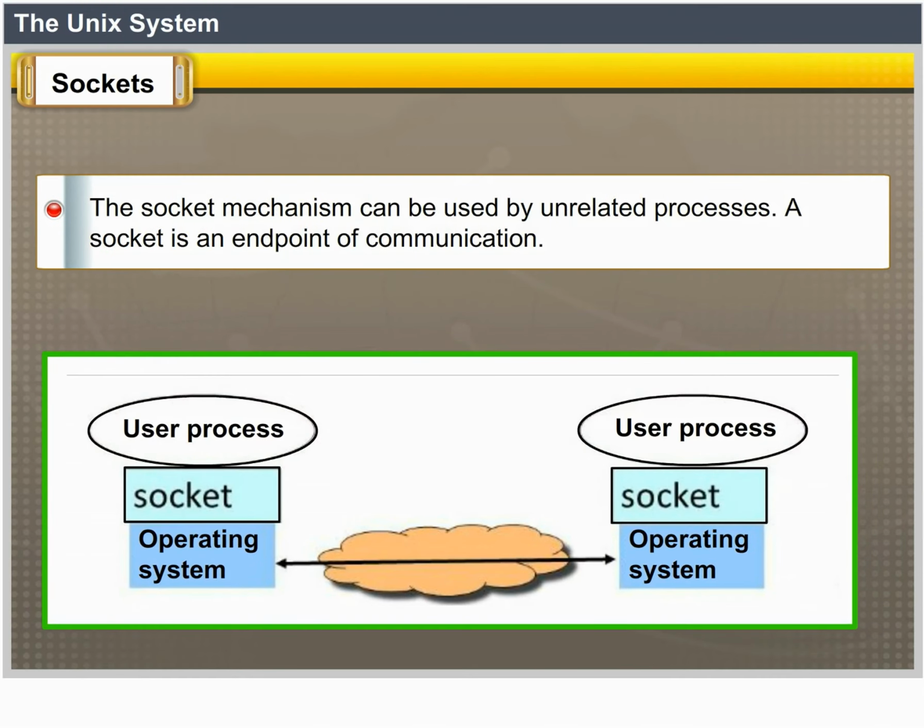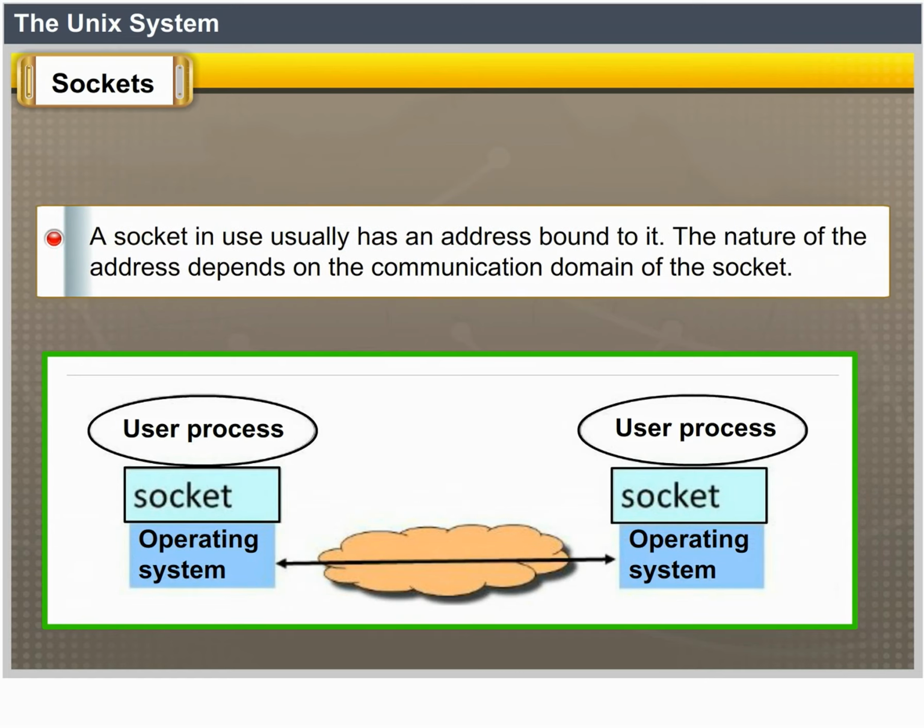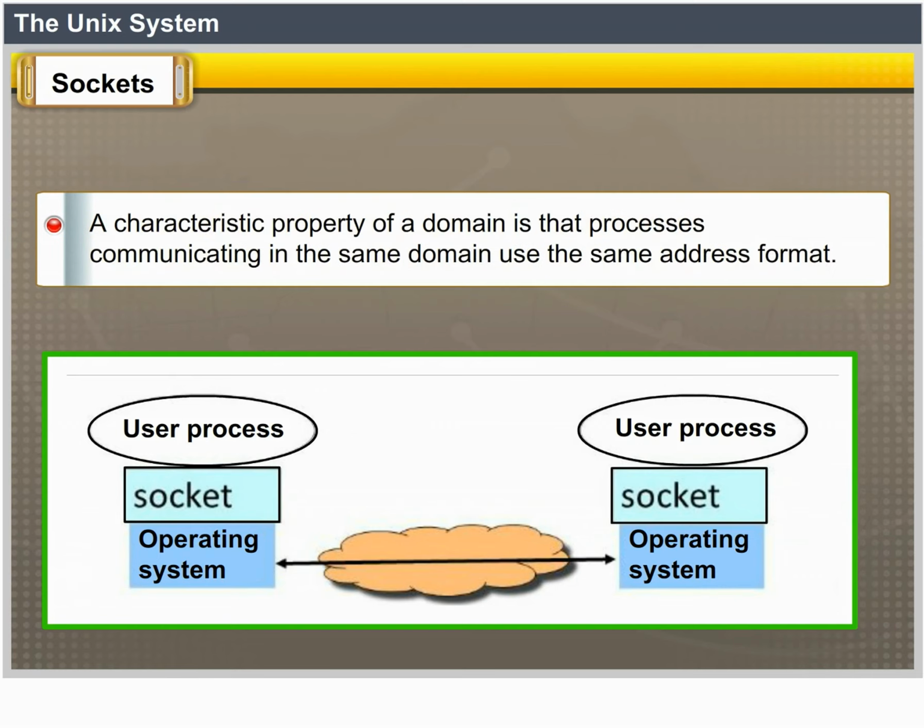A socket is an endpoint of communication. A socket in use usually has an address bound to it. The nature of the address depends on the communication domain of the socket. A characteristic property of a domain is that processes communicating in the same domain use the same address format. A single socket can communicate in only one domain.